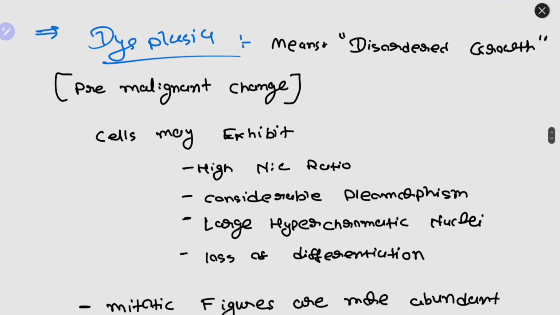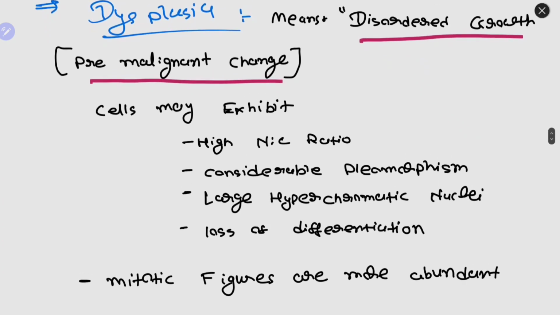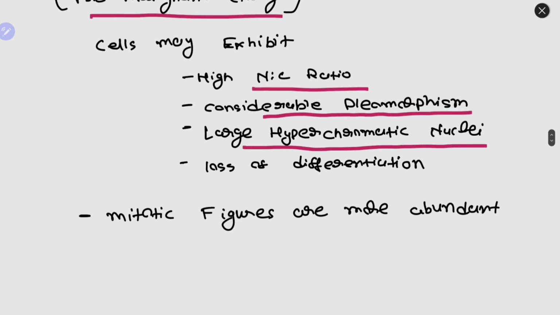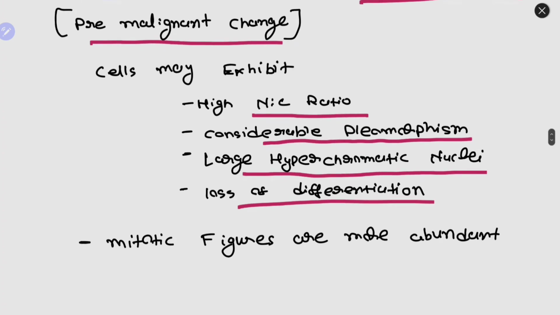The second is dysplasia. Dysplasia literally means disordered growth, and it is a pre-malignant change. It could be transformed into malignancy anytime. In dysplasia, cells may exhibit a high N/C ratio, considerable pleomorphism, large hyperchromatic nuclei, and loss of differentiation. These are all features of neoplastic malignant cells, but this is not yet what we can term malignant. We'll talk after that about how we can term a tumor malignant or benign.